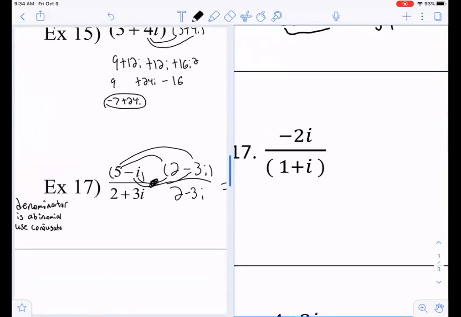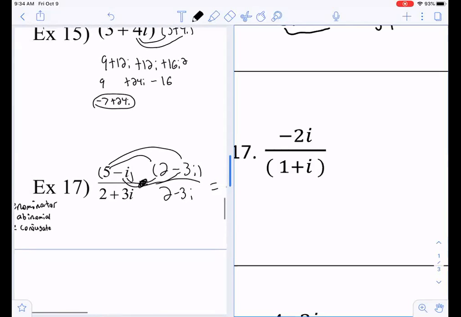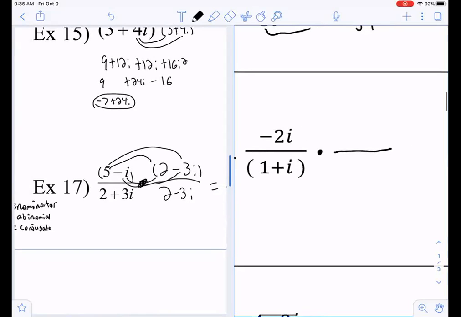All right, so let's take a look at the bottom here. It was 2 plus 3i, so I used 2 minus 3i. Well, this is 1 plus i, so what should we use? 1 minus i, very good. So draw a times symbol, a fraction bar, yep. And then we need to use some form of 1 plus i, so we use the conjugate 1 minus i. Whatever you use on the bottom, you have to use on the top.